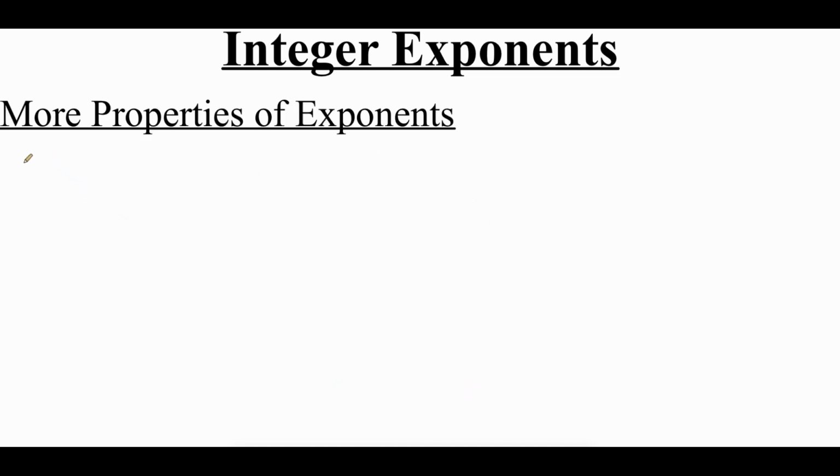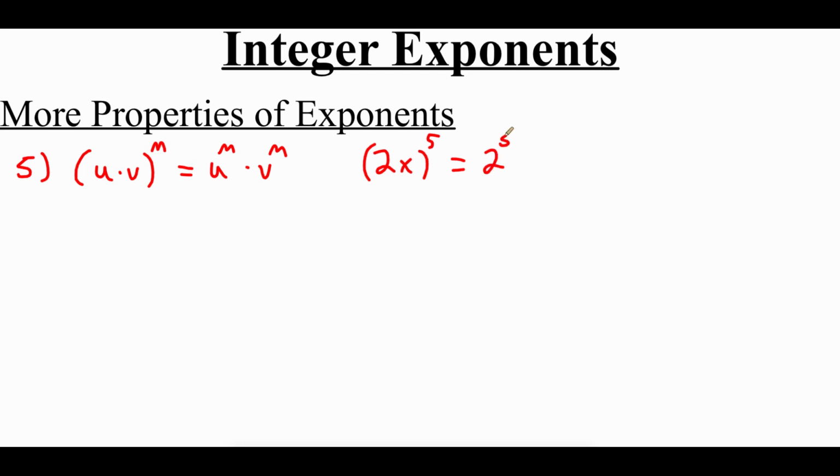Just a few more properties to take a look at here. For our next property, we're going to take u times v, but we're going to raise that entire expression to the mth power. What we're allowed to do here is take each individual base and raise it to the power of m. So we're going to take u to the mth power times v to the mth power. So if we had something like 2x being raised to the 5th power, we could rewrite that as 2 to the 5th power times x to the 5th power.